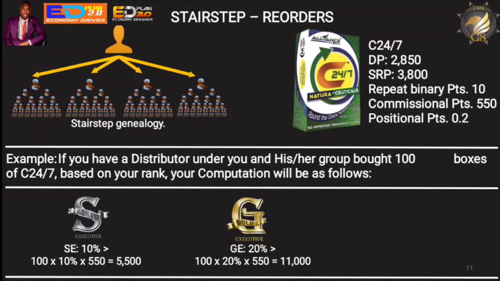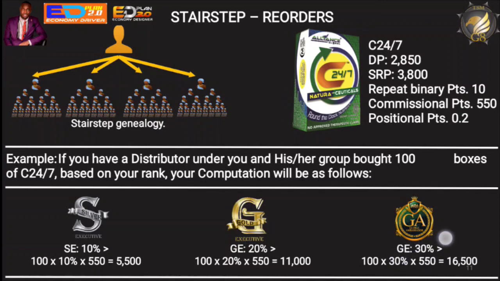Now, as a gold executive, you're going to earn 20%. So silver executive earns 10%, gold executive, you earn 20%. So that is going to be an extra 11,000. So you see here, rank helps you unlock more income. As a global ambassador, you're going to earn 30% of the stair-step value of the commissional points for one box of C247. So it is going to be 100 people who bought one box of C247 times 30% times 550 per each box of commissional value, and that is going to be 16,500. That is how you unlock more income.